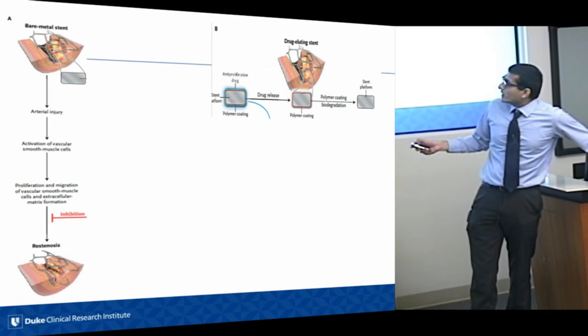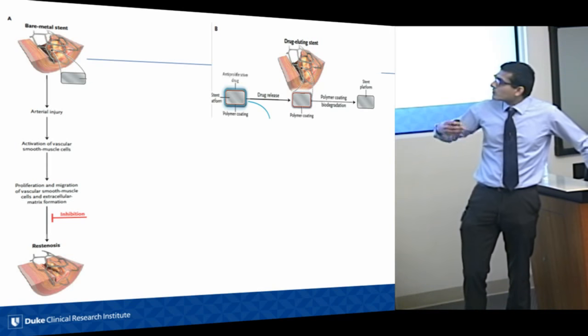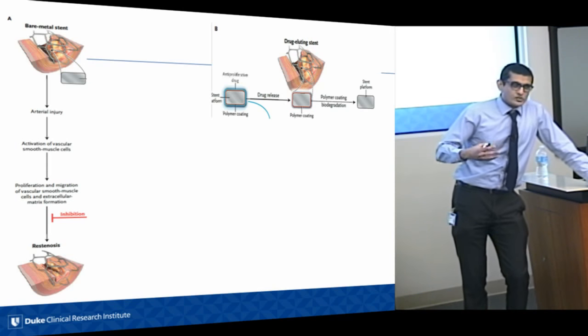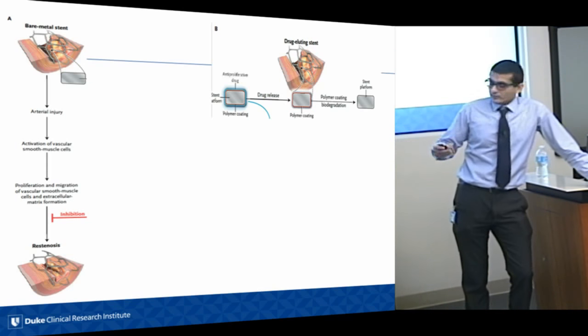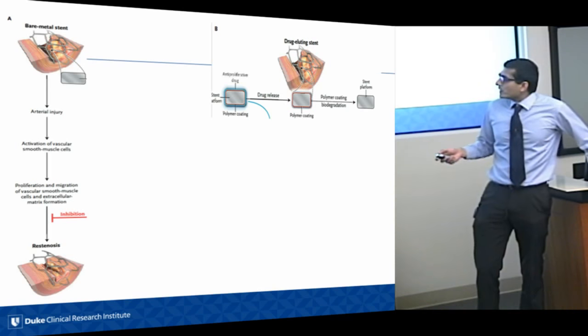Essentially, it's a metal there. The red is a polymer, and the blue is the drug. And the drug gets released, about 80% over the next 3 to 6 months once the stent's deployed, and then the polymer gets degraded.